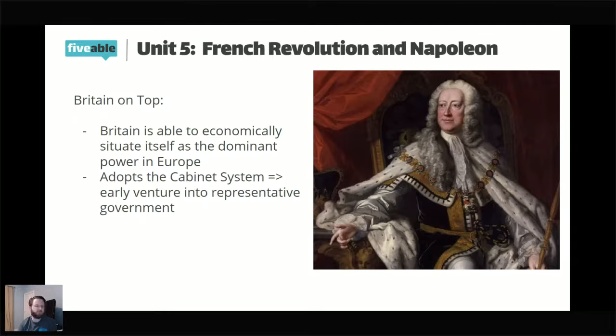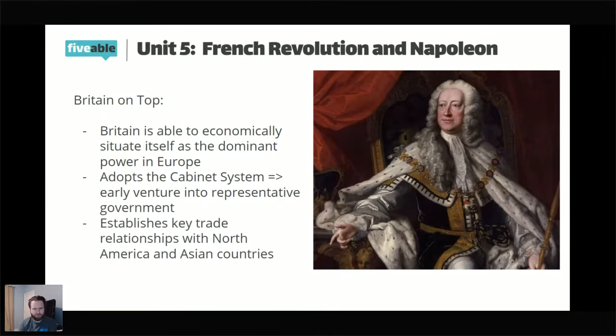And this is a precursor to a true representative government. They also established key trade relationships with North America and, more importantly, with Asian countries, specifically India, to dominate the Indian spice trade. So by the 1700s, Britain is now the dominant economic power in Europe, and they're really going to stay the dominant economic power in Europe until after World War II. They're going to really be the dominant power in the world economically until after World War II. You could make the case the United States has something to say about that, but really it's Britain.